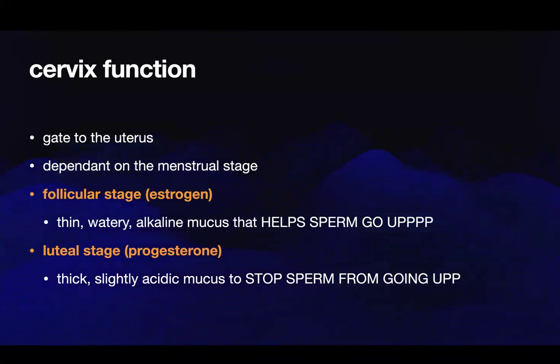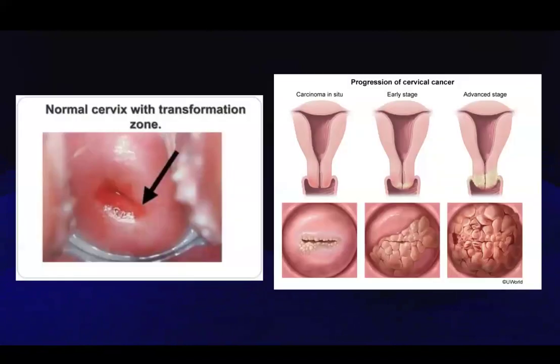This is an image of the cervix. You can see how the normal cervix looks, and you'll notice how the color changes. That's the transformation zone. This is important because it's the point where the type of epithelium changes, but it's also clinically important because it's the most common site for cervical cancer.